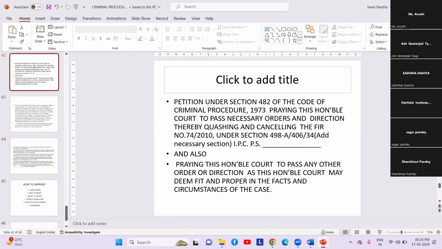the parties. Like there are compromises between husband and wife, compromises between family members, the brothers, disputes relating to property, or any cheating or forgery or fraud between business partners. There are so many matters which are getting settled even in the mediation centers, and people are opting for the quashing of FIR. They always mention the quashing of FIR in those settlements also.